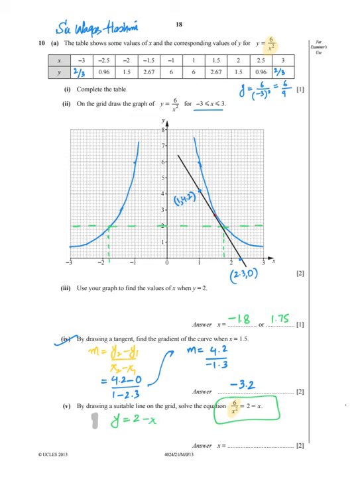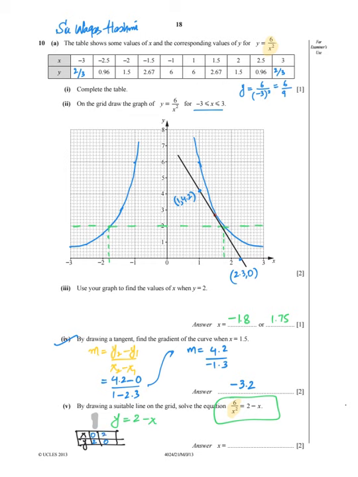So y equals 2 minus x. If you need to draw the line here, for easiness I will pick random values of x and y. When x is 0, the value of y will be 2 minus 0, that leads to 2. So when x is 0, y is 2. Similarly, when y is 0, the value of x will be 2.